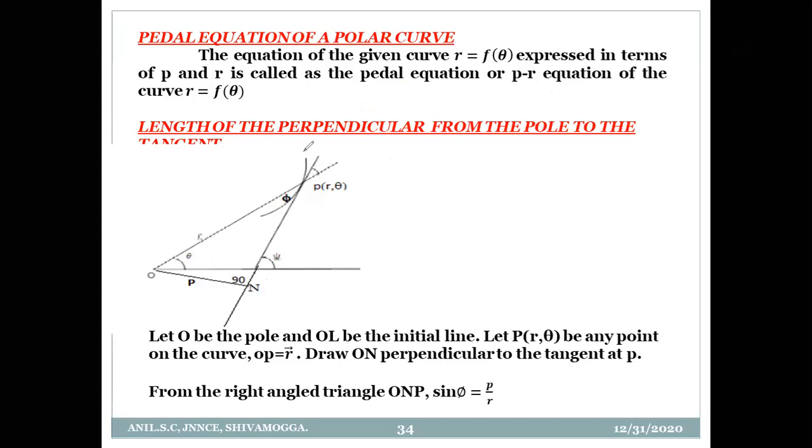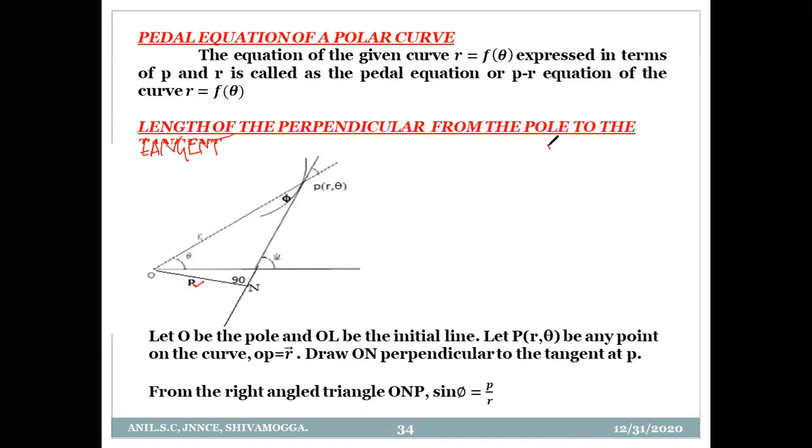Length of the perpendicular means this P. This is the length of the perpendicular to the tangent from the pole. Length of the perpendicular from the pole to the tangent. This is tangent, T-A-N-G-E-N-T. Yes. Length of the perpendicular from the pole to the tangent. First, we shall construct this diagram.